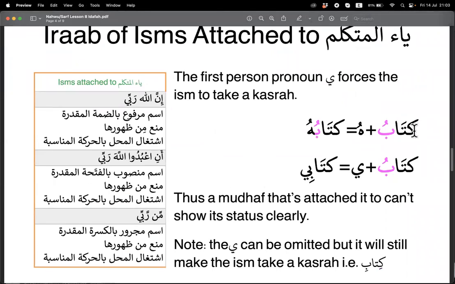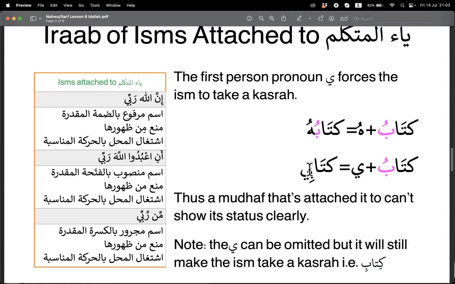For example, a normal one, kitabuhu. The mudaf is what status? Kitabu is rafa status here. And then we can just add hu, kitabuhu. If it's kitabi, it will become kitabihi. But if we add a ya mutakallim, if we put ana and I want to say "my book," then if you add ya, it will become kitabui. But we don't have that. So even though the mudaf may be marfu, may be rafa in status, once you put a ya, you cannot see the status anymore.